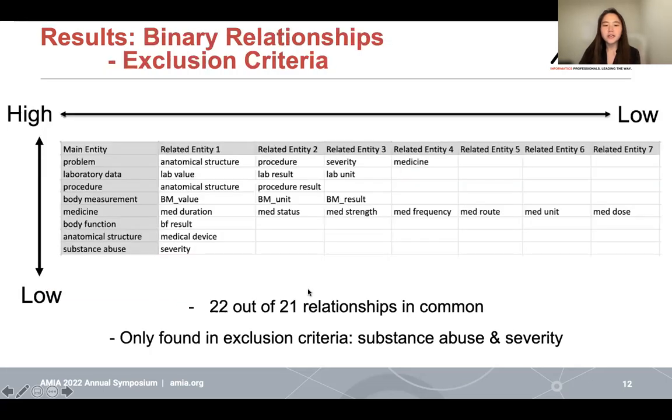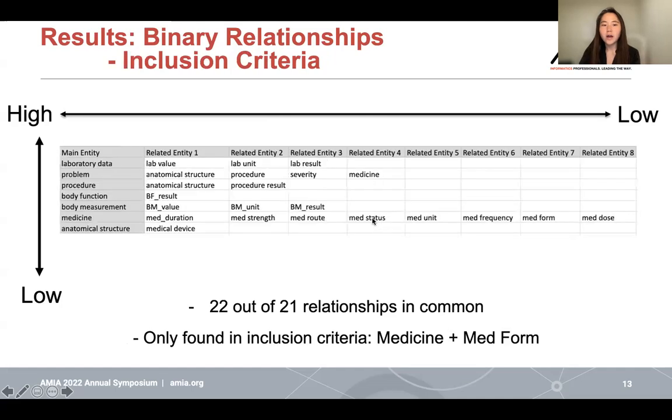This table shows the binary relationships identified in the exclusion criteria. The frequency of the binary relationship is the highest on the upper left corner right here and lowest in the bottom right corner right here. In both inclusion and exclusion criteria, there were 22 relationships identified, with 21 in common. In the exclusion criteria, the relationship between substance abuse and severity was identified, while in the inclusion criteria, the relationship between medicine and metformin was identified, while it wasn't in the exclusion criteria.